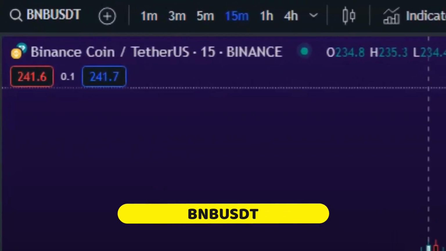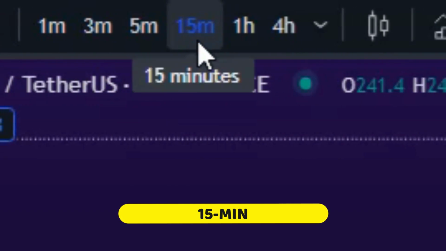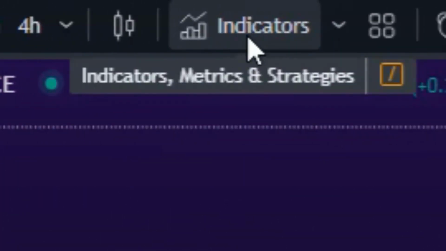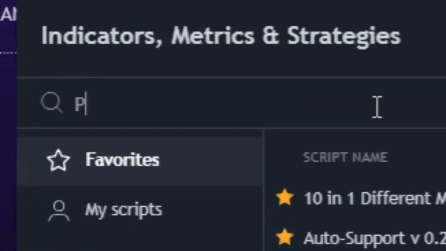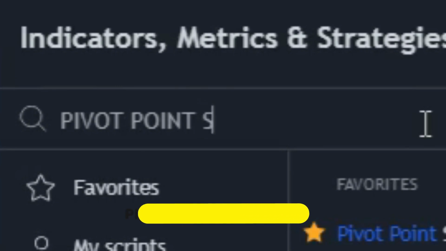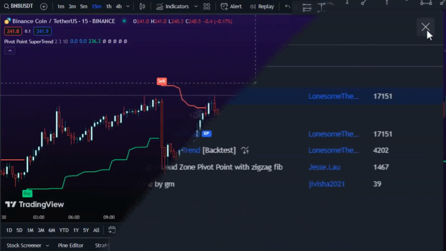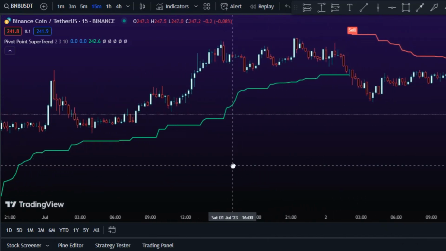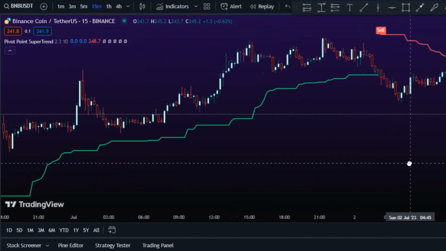Alright, first open up a BNB chart and select the 15-minute time frame. Now in the indicator search box, search for pivot point super trend and add that indicator to your chart. The pivot point super trend indicator will serve as the signal generator for this strategy. It will tell us when to enter and exit trades.